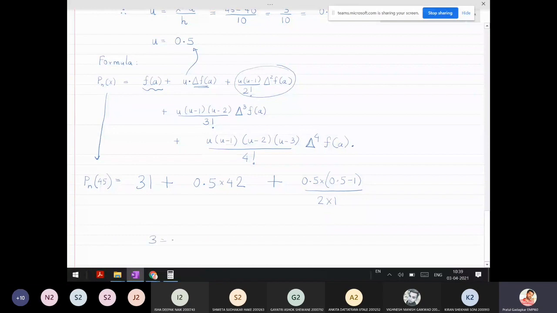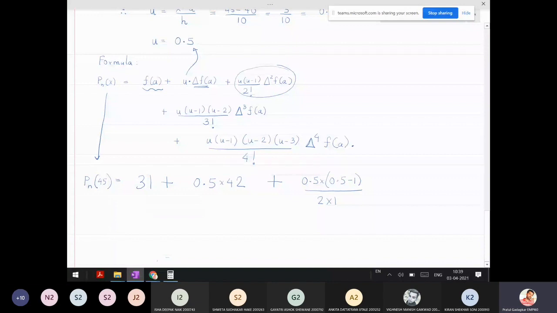What is 3 factorial? Multiply all the numbers which are less than or equal to 3: 3 into 2 into 1. What is 4 factorial? 4 into 3 into 2 into 1. This is the way you write the factorial. So what is 5 factorial? 5 into 4 into 3 into 2 into 1. This is the way you write factorial.